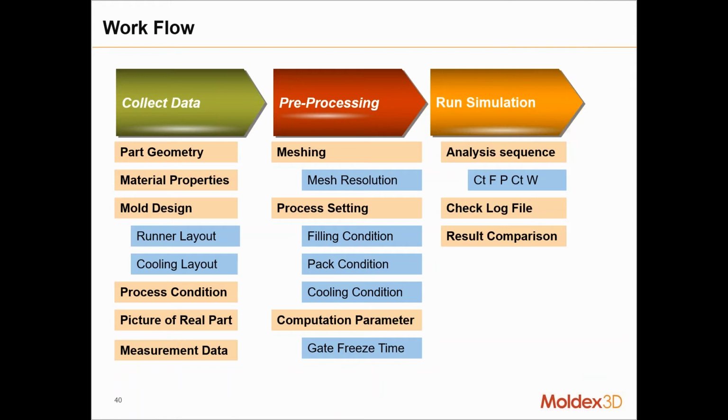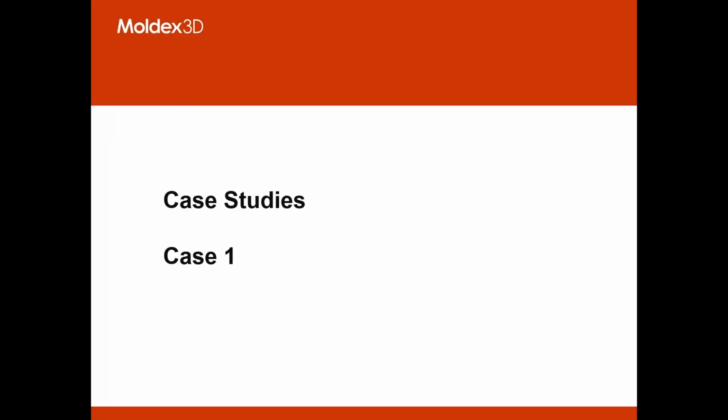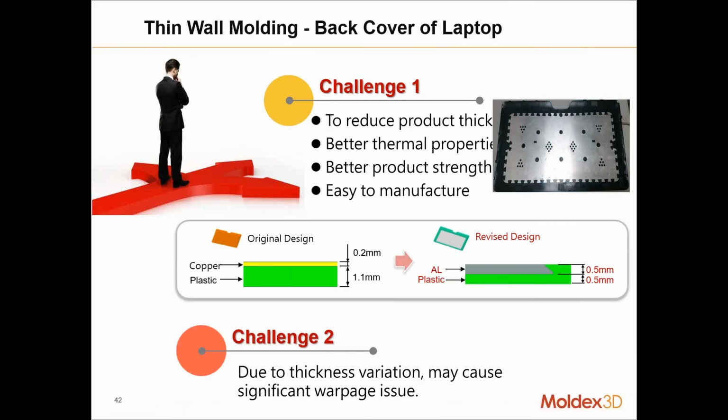With that being said, I'd like to quickly go over a few case studies to give you an idea of how simulation can really impact your warp predictions. So the first case study, this is a thin wall. The nominal thickness was pretty small for this. This was a laptop cover, a back cover of the laptop.